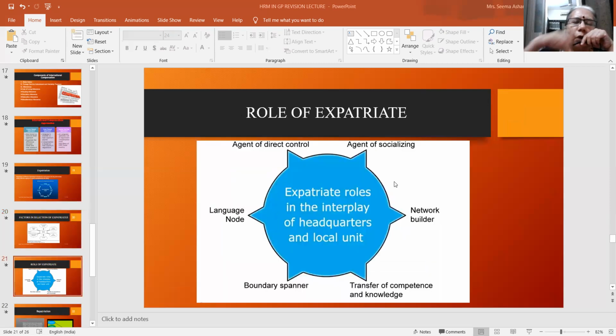Now, what is the role of the expatriate? The expatriate who is being sent for that international assignment will act as a representative of the organization for whom he is working. So he becomes an agent of direct control, agent of socializing, network builder, transfer of competence and knowledge, boundary spanner, and a language node. So the expatriate plays a variety of roles in the foreign country.